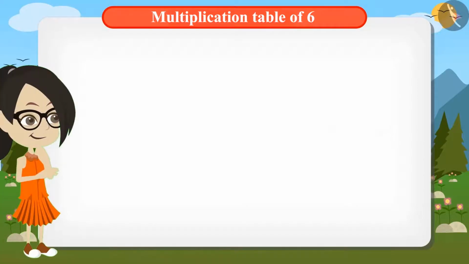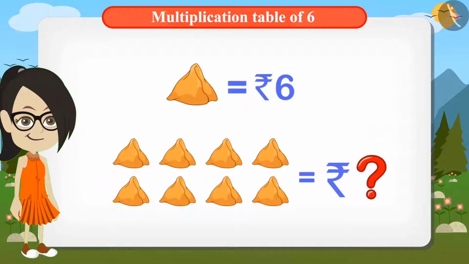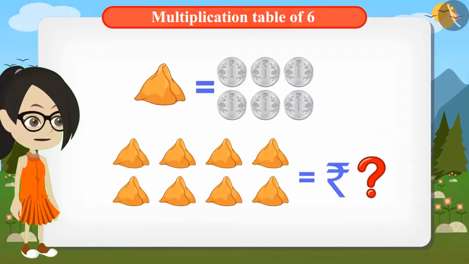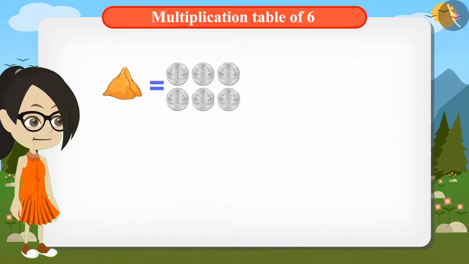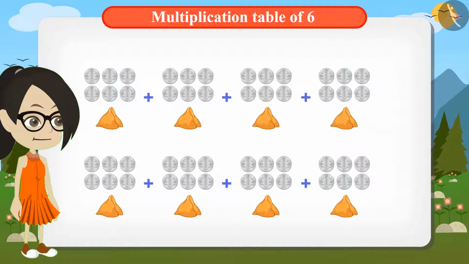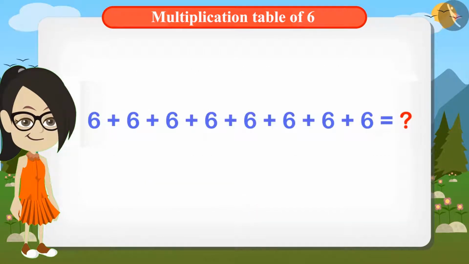Vandana is trying to find out what is the cost of 8 samosas if one samosa costs 6 rupees. Will you help Vandana in finding out the total cost of 8 samosas? One samosa costs 6 rupees. To find the cost of 8 samosas, let me add 6 rupees 8 times. Vandana is adding 6 rupees 8 times.